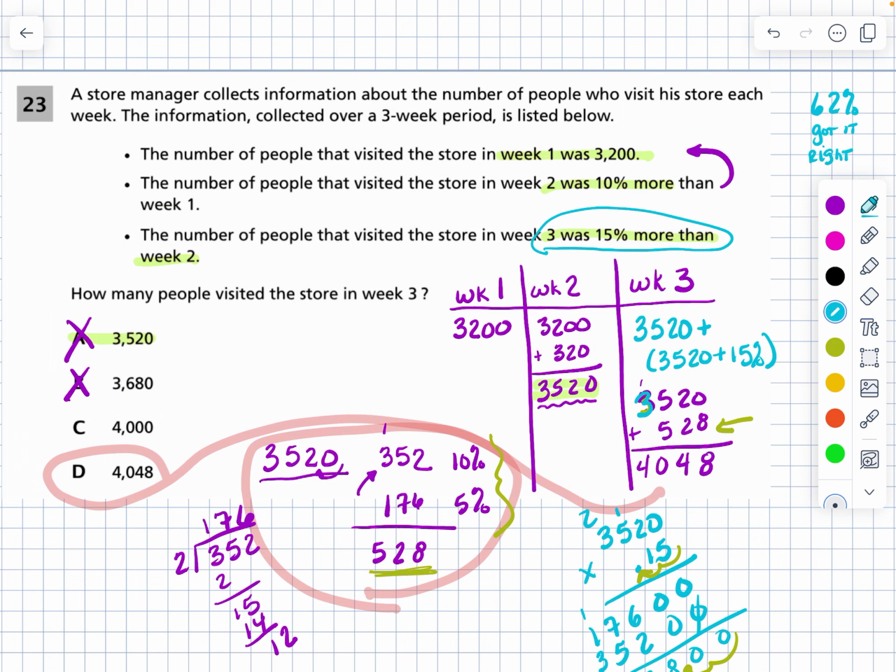One note here: 62% of the students that answered this question in 2023 got it right. So it's one of the more difficult problems. But again, just start writing things down. Write down what you know. Go a step at a time. Eliminate answers when you can, and you'll get really close.